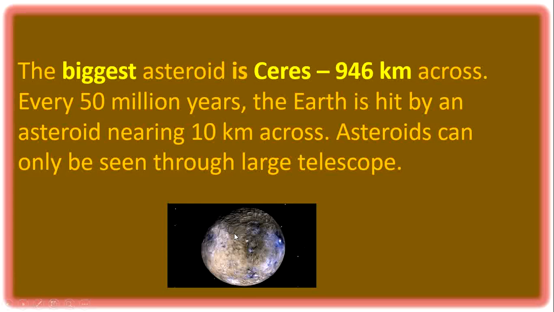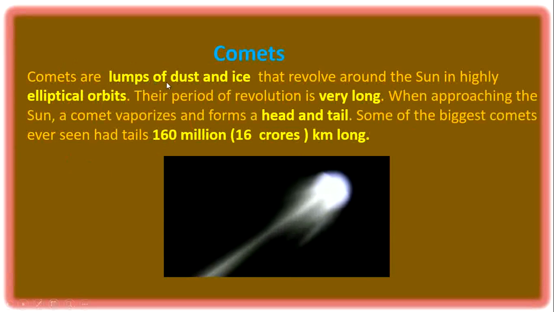Now, next one, comets. Comets are lumps of dust and ice that revolve around the Sun in highly elliptical orbits. The period of revolution for a comet is very long. When it approaches the Sun, it vaporizes and forms a head and tail.